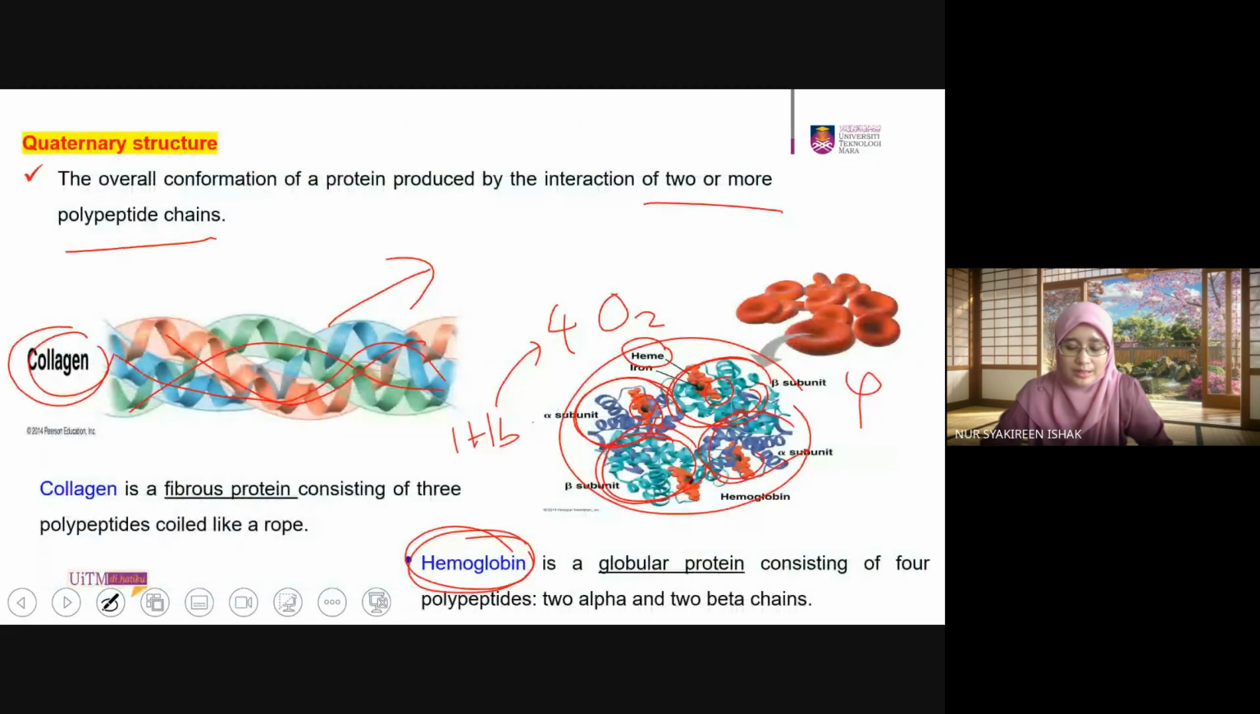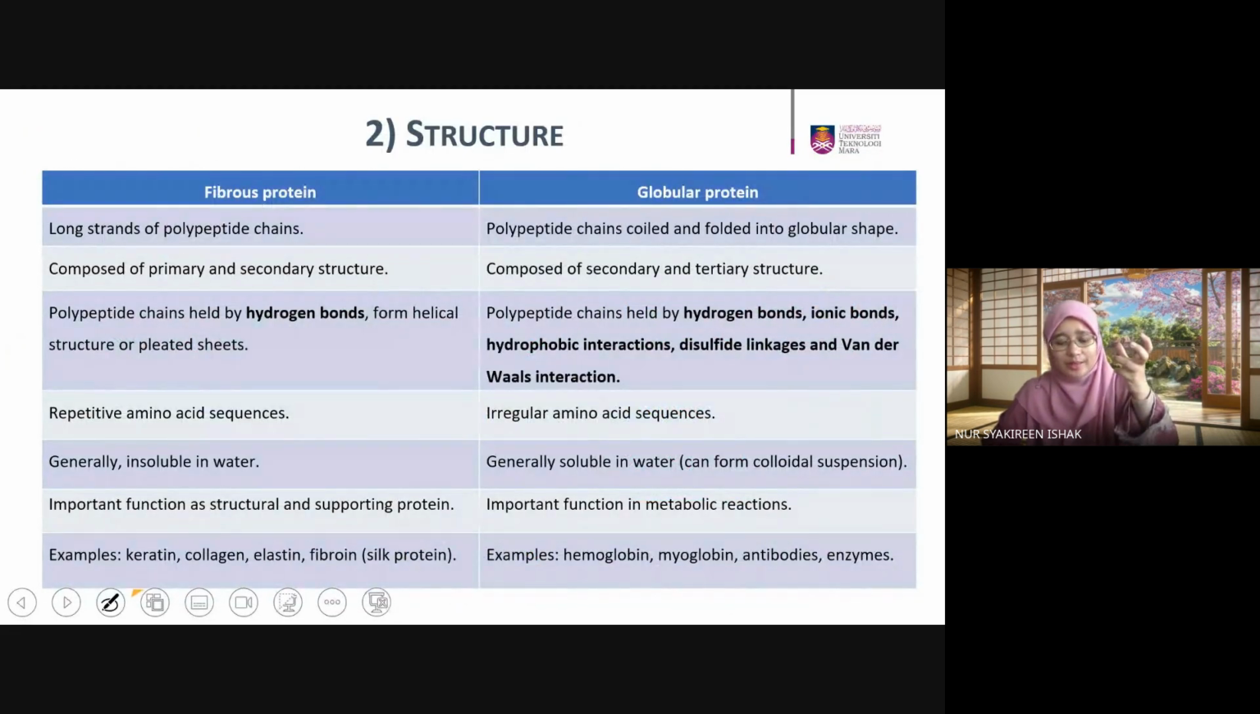Itu je lah. That is based on the level, and then kita tengok next is the structure. So you can classify protein based on its structure. So protein can be globular protein, it can be fibrous protein. Okay, so what's the difference? Globular proteins are proteins that fold into a globular shape, either the polypeptide chain is coiled or folded, composed of secondary and also tertiary structure. And because it is folded into a specific shape, again it involves tertiary structure.